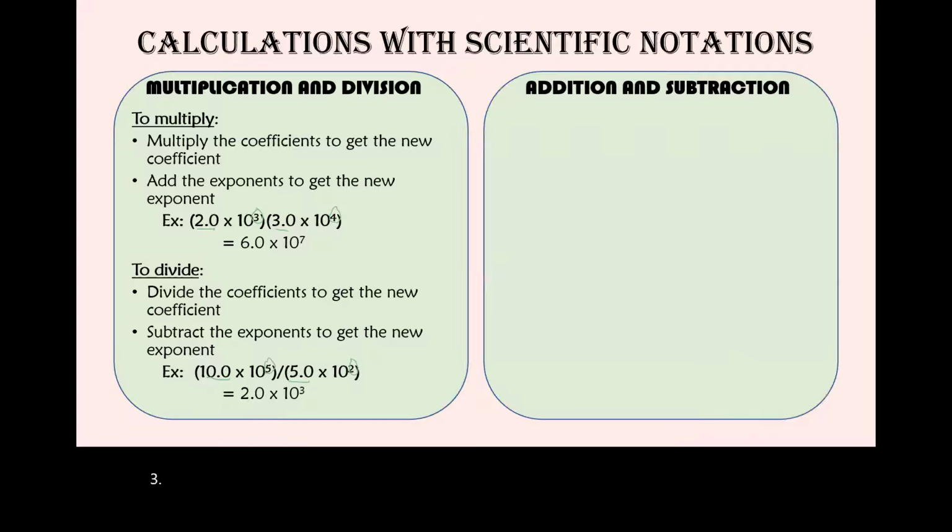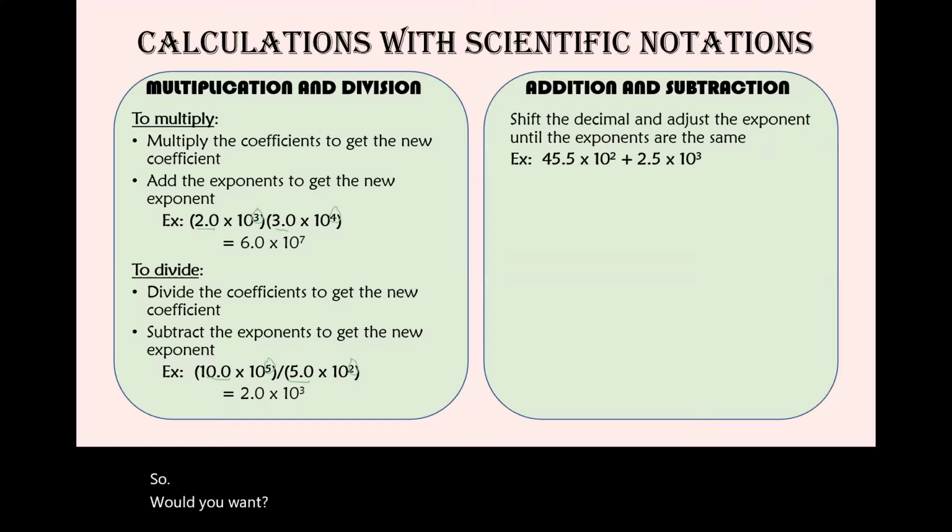What if you're asked to add or subtract two numbers given in scientific notation? So a very important thing to remember about adding or subtracting your scientific notations is that you want to make sure that you have your numbers written in correct scientific notation. Here's what I mean by that. So here you have two numbers that are given in scientific notation, but they are not in correct scientific notation because this first number that you see does not have its coefficient between 1 and 10.